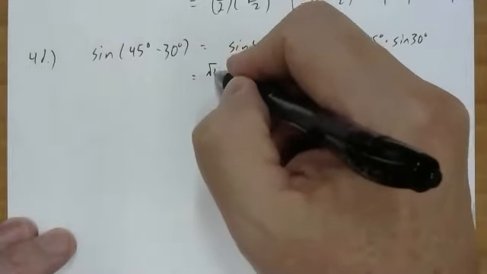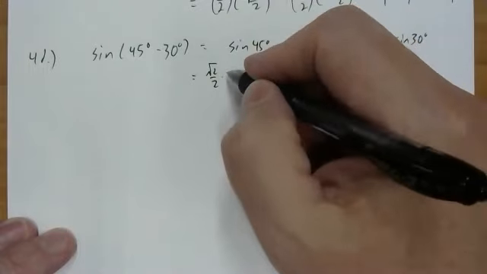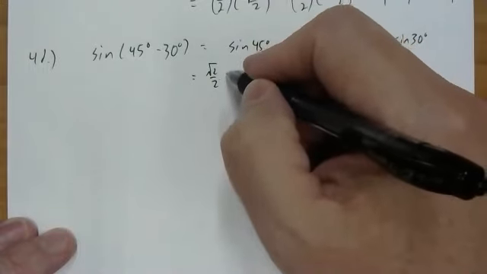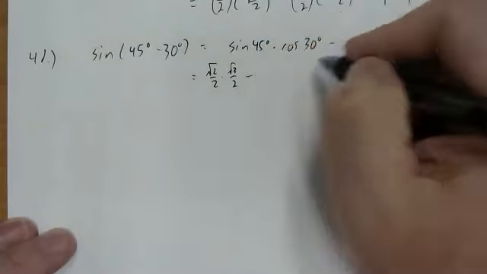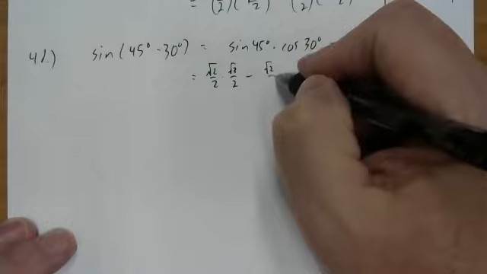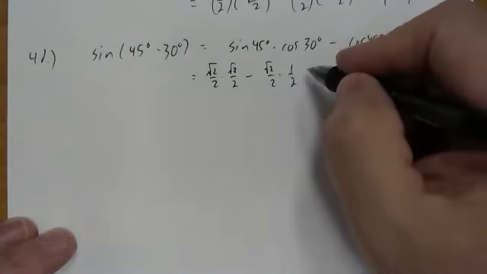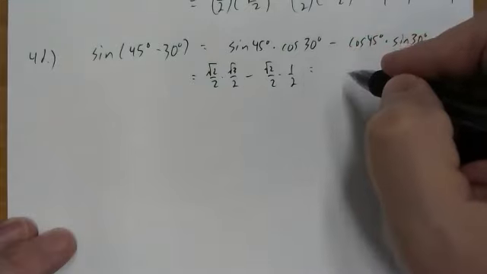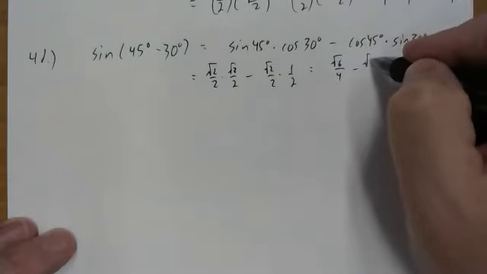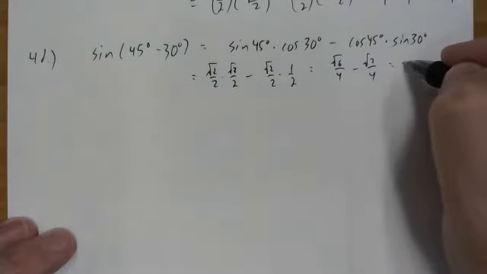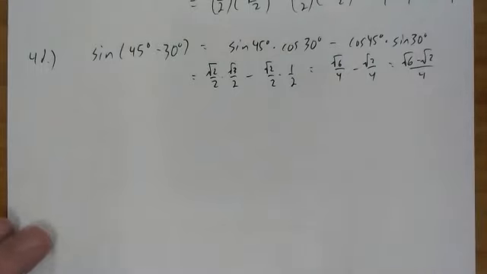Sine of 45 is square root of 2 over 2, cosine of 30 is square root of 3 over 2, minus cosine of 45, square root of 2 over 2. The sine of 30 is 1/2. Square root of 6 over 4 minus square root of 2 over 4, so square root of 6 minus square root of 2 over 4.